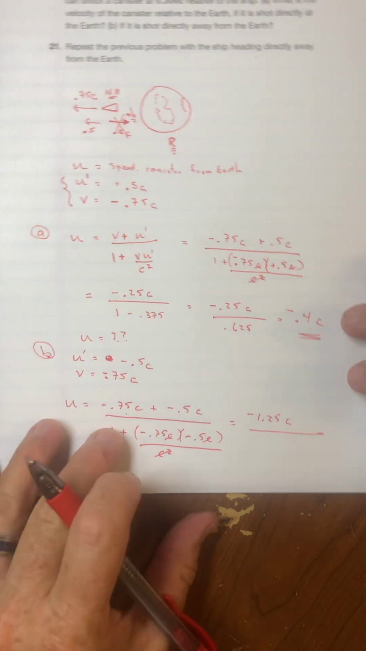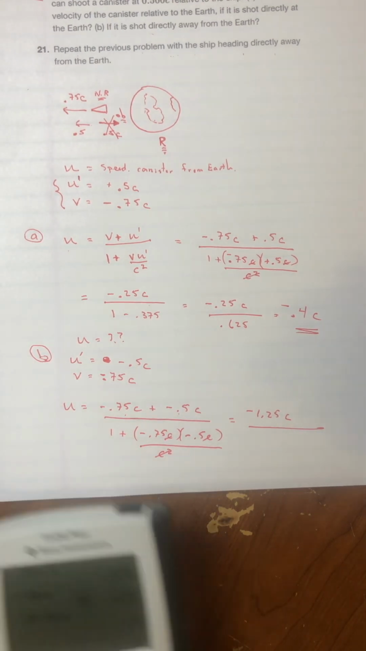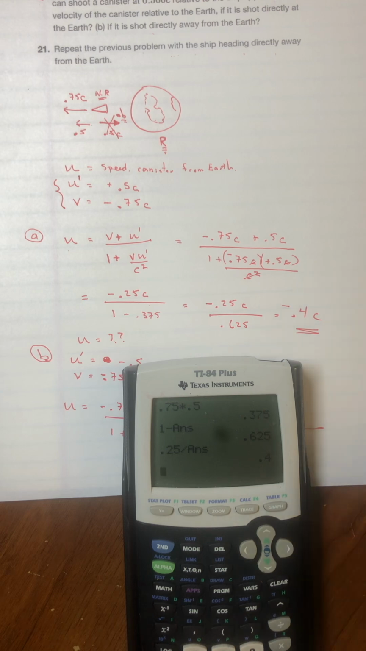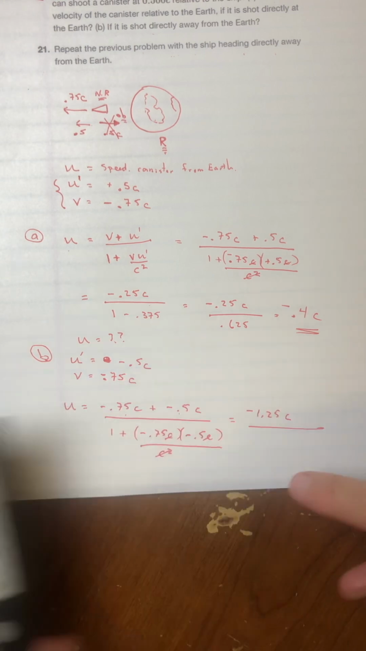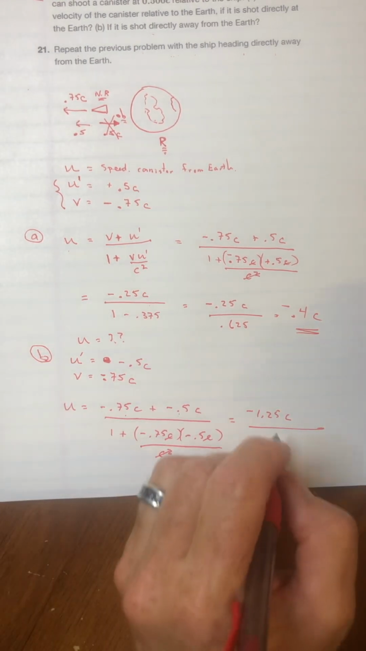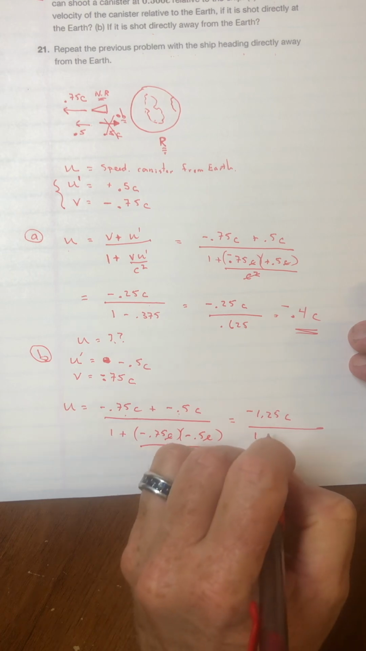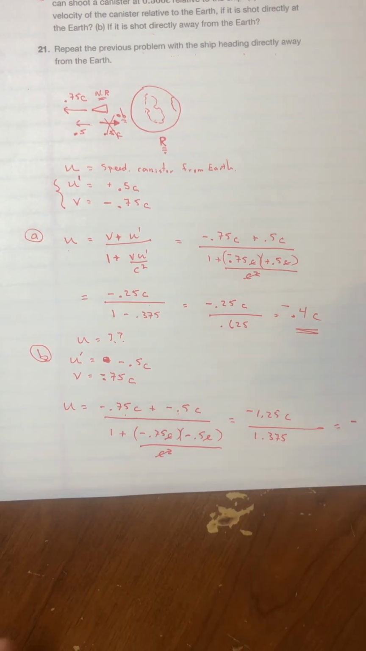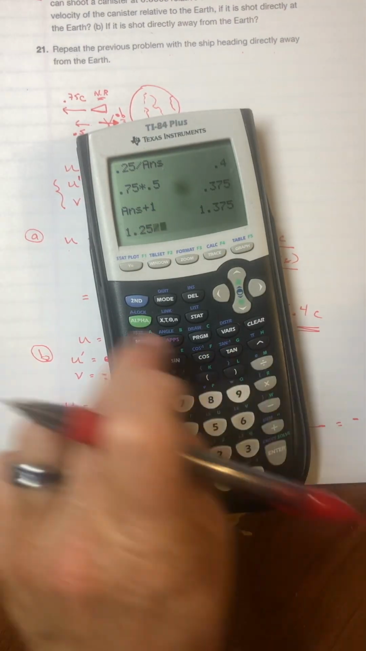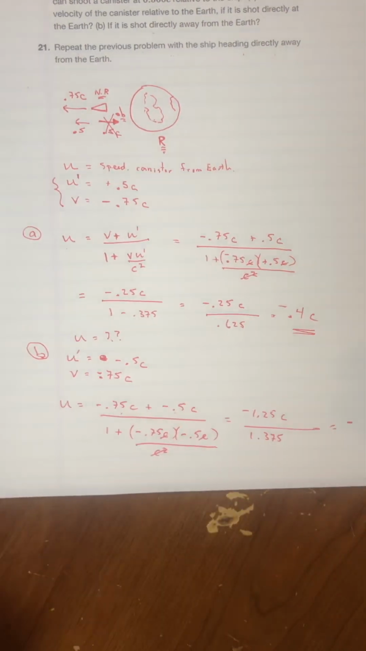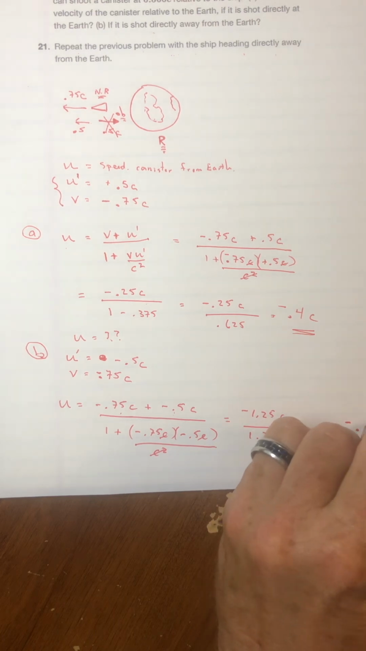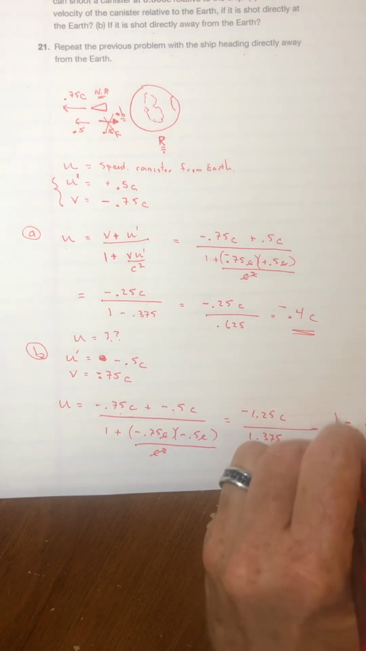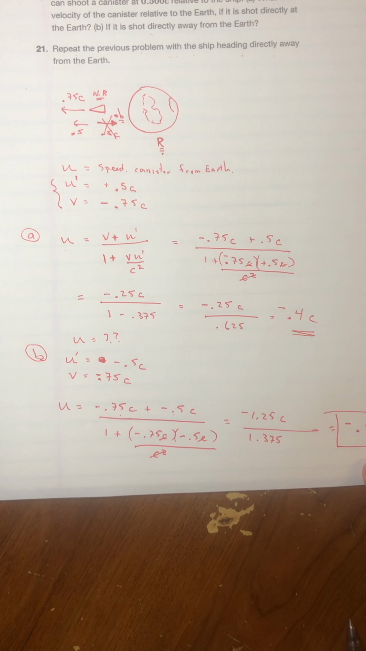That's great. And then I would get down here in the denominator the 0.75 times the 0.5, and I would be adding it to a 1 this time because the two negatives make a positive. So this is 1.375. Finishing up with a final answer of 1.25 divided by that last answer of 1.375, 0.909 c, and in the negative direction.